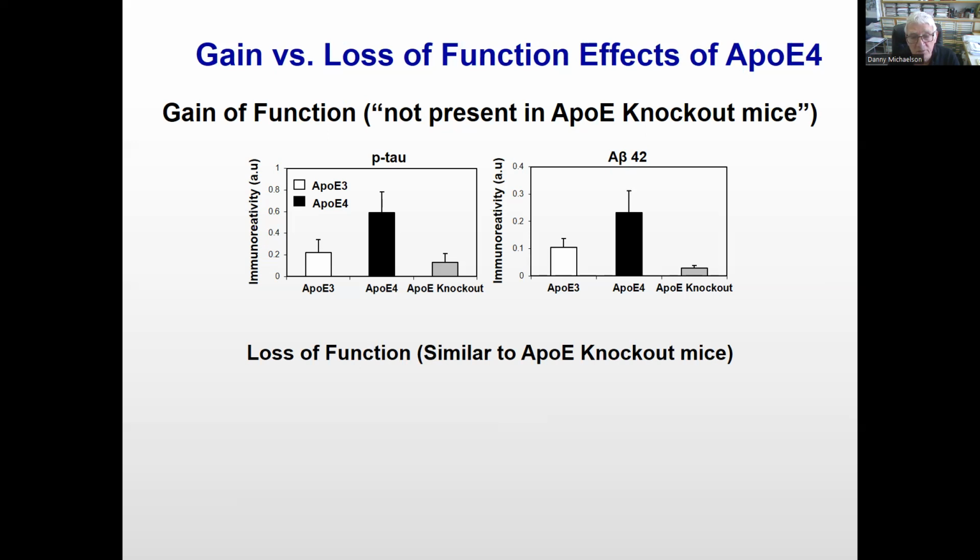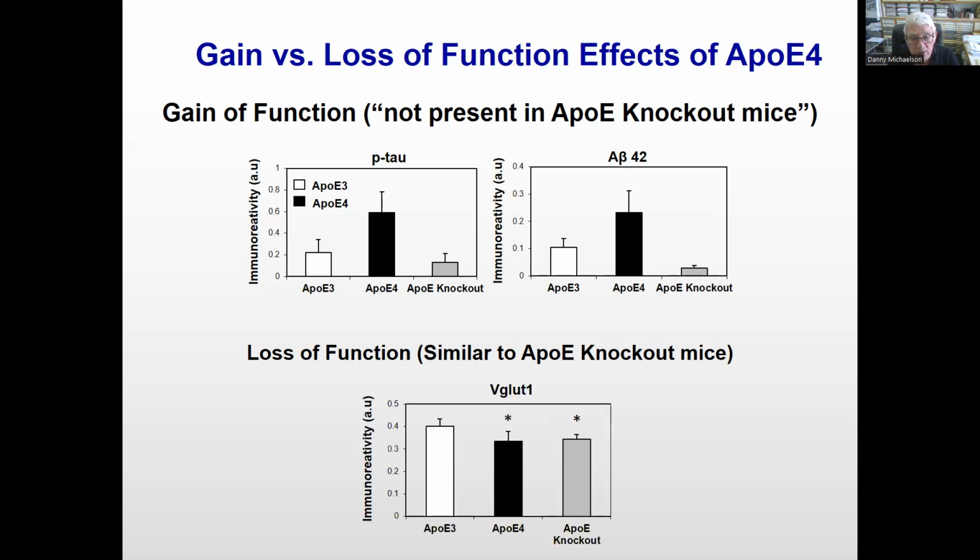However, if you continue to look at other parameters, such as synaptic-related parameters, we see that the picture emerging there is rather different. For example, if we look at the vesicular glutamate transporter, you see that the levels are lower in E4 than control, than E3, and that ApoE knockouts are the same as E4. So looking at this data, we cannot state categorically that ApoE4 is either a gain of toxic or a loss of function.